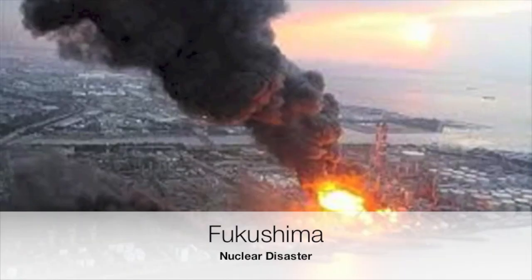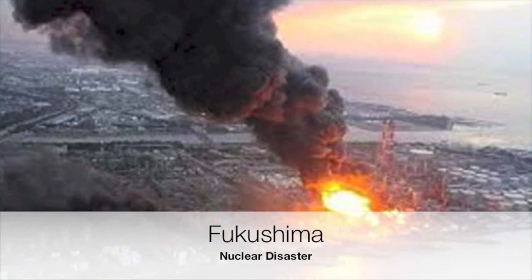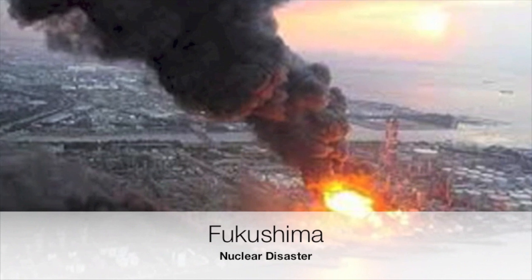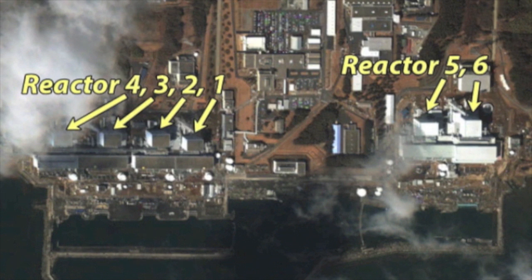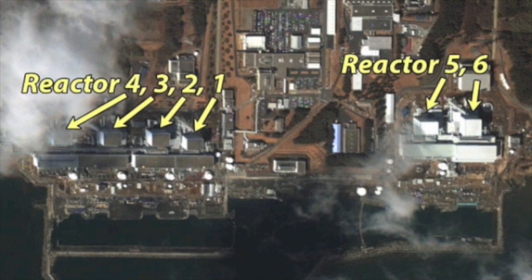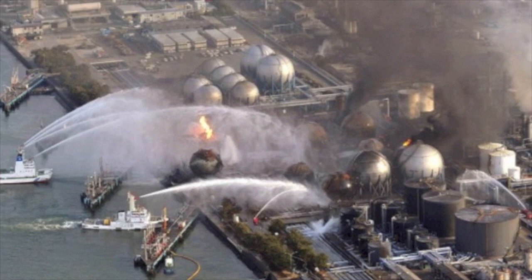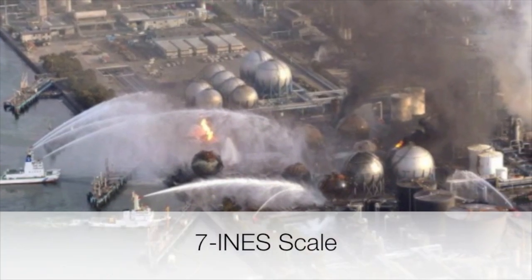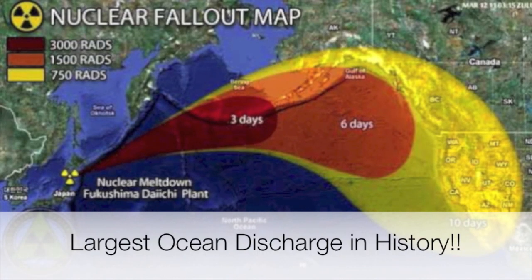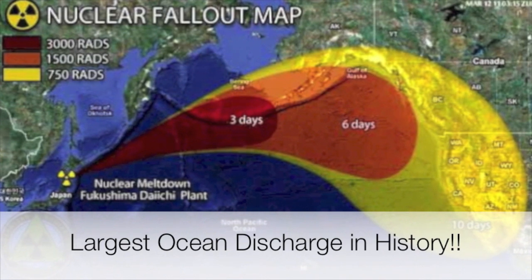Following a major earthquake, a 15-meter tsunami disabled the power supply and cooling of 3 Fukushima Daiichi reactors, causing a nuclear accident on March 11, 2011, in Fukushima. All 3 cores largely melted in the first 3 days. The large nuclear accident was rated 7 on the INES scale due to the release of a substantial amount of radioactive material. The Fukushima disaster produced the largest discharge of radioactive material into the ocean in history.